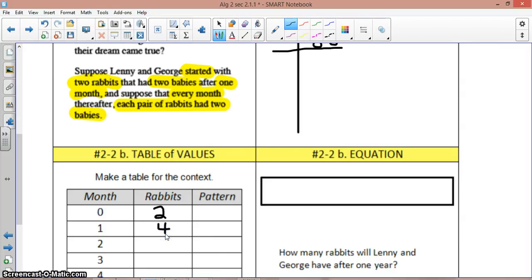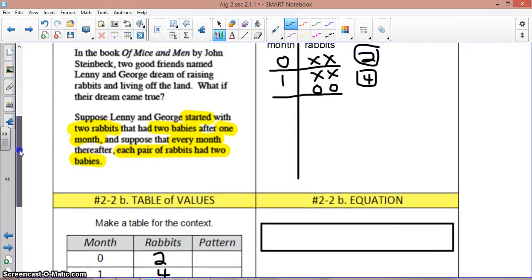It says pattern over here, and you can never determine a pattern based off just 2 points, because as of right now my pattern could be adding 2 or it could be multiplying 2. So in order to find a pattern, we always need at least 3 points. So we're going to try and find 1 more point to figure this out.